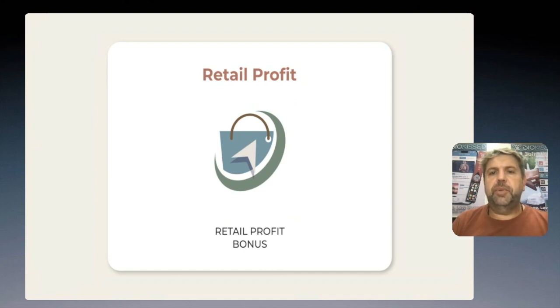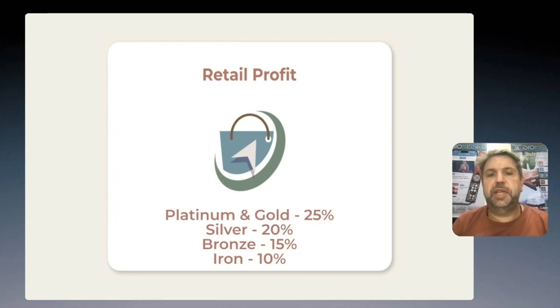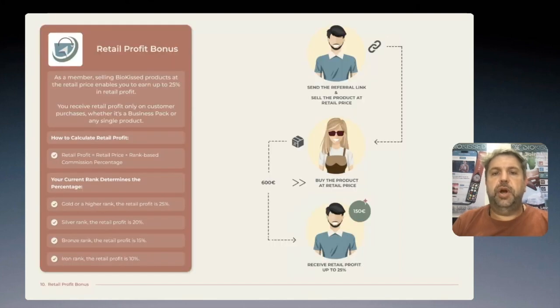The retail profit bonus is the first source of income which you will get when expanding your business with BioKissed. According to your wellness business pack, you will receive the retail profit bonus percentage you qualify for. A platinum pack entitles you to 25%, just like the gold pack. With silver, you get 20%, bronze will give you 15%, and even with the iron pack, you will still earn 10%.